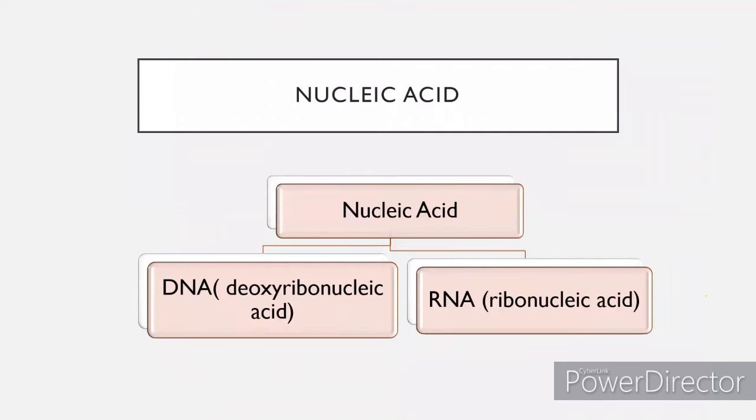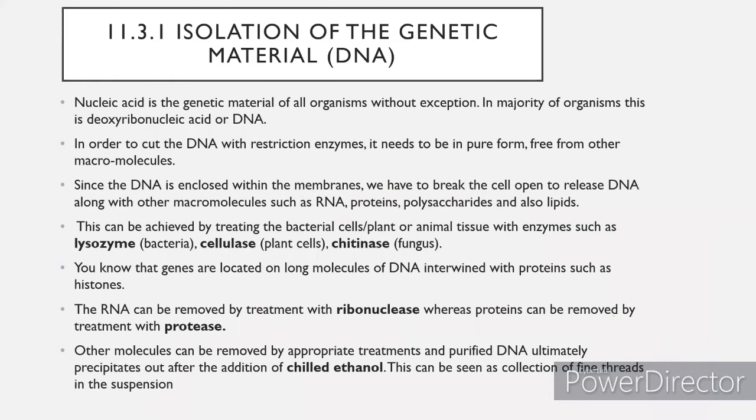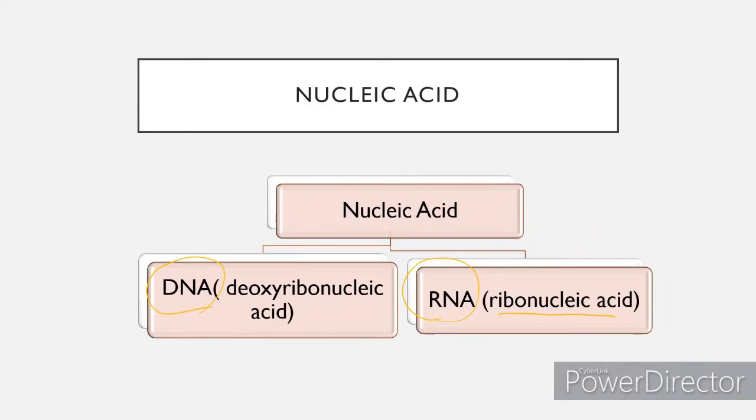Then we'll move on to nucleic acid. So nucleic acids are of two types. One is DNA, which is referred to as deoxyribonucleic acid. The other one is RNA, which is ribonucleic acid. Now we need to isolate the DNA from the rest of the macromolecules.